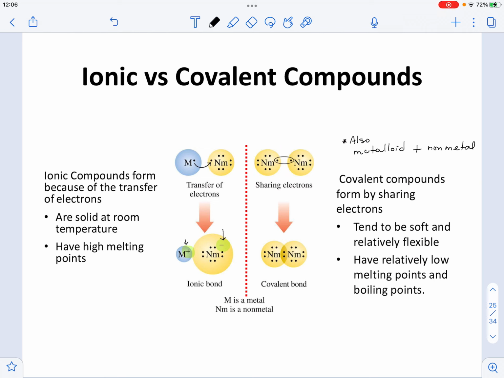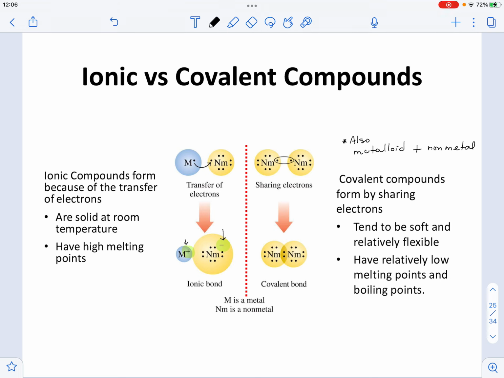This is important along with electron configurations because it allows us to understand why it is that when some elements come together, they either make ionic compounds or covalent compounds. An ionic compound, which is what we have on the left side of the slide, forms because of the transfer of electrons. They tend to be solid at room temperature and they have high melting points.